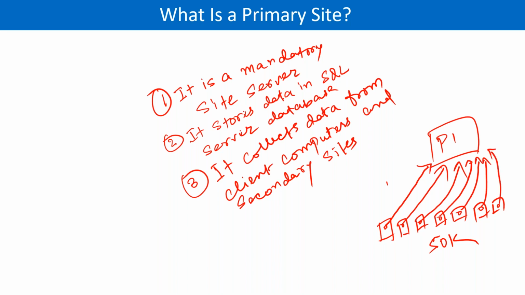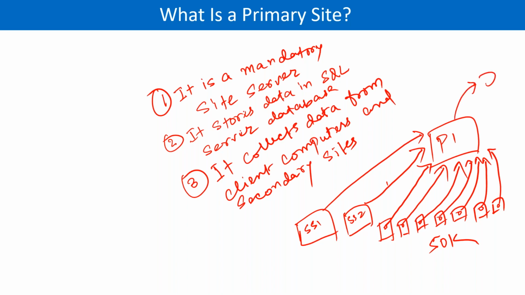Plus, another data source is the secondary site. For example, there are multiple secondary sites. The secondary site is going to send the data back to the primary site. And what will the primary site do? The data which it is collecting, it is going to store in the database. All the data will go here in the database.